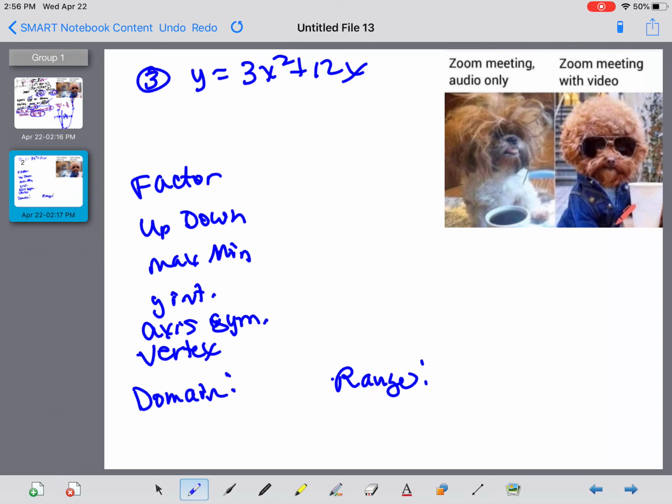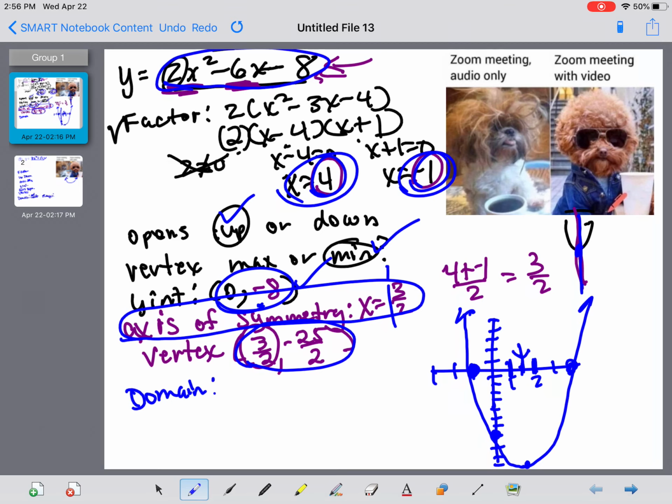The domain of these, you can fill anything in for x. Remember, our parabolas are going out like this, so your domain on all of them is going to be all reals. Let's go back here and answer that. Domain, you can put anything in for x, so it's all reals.